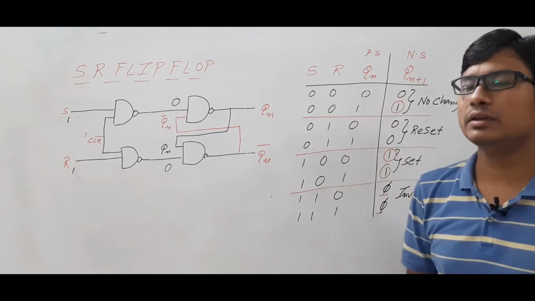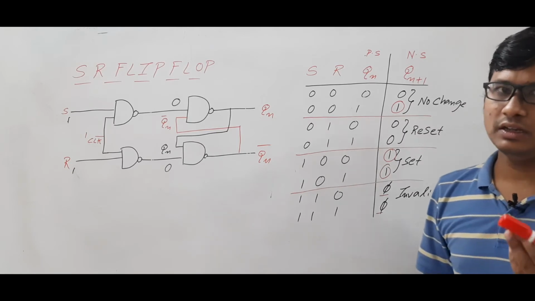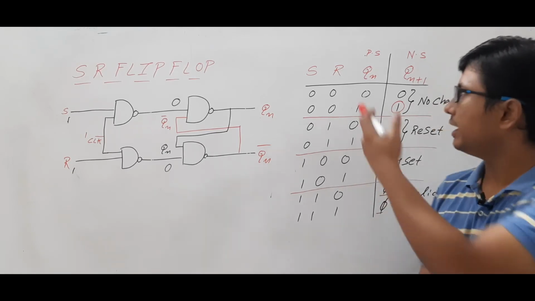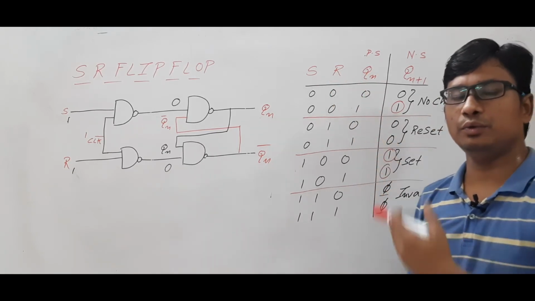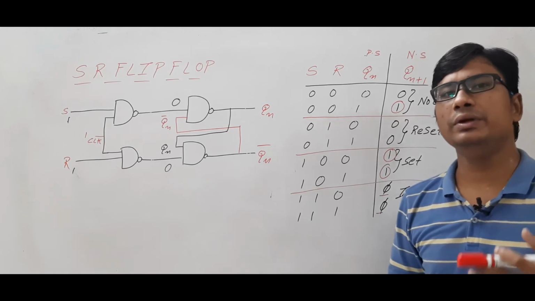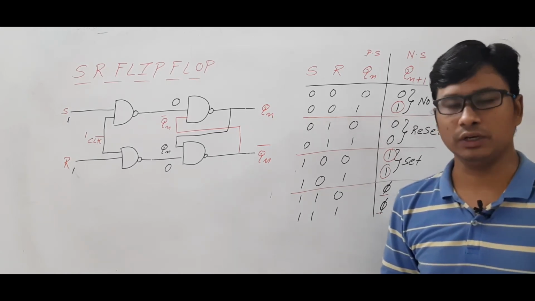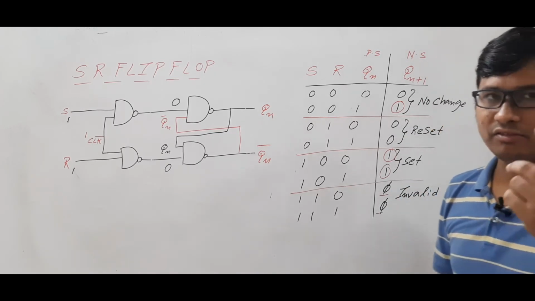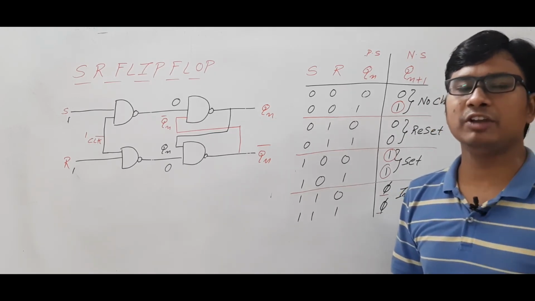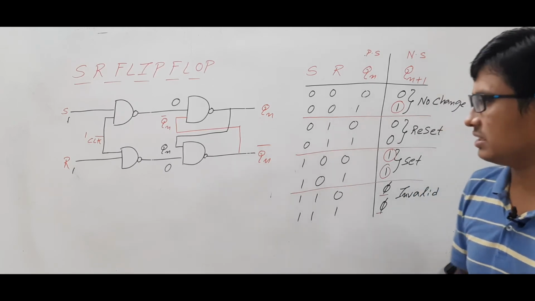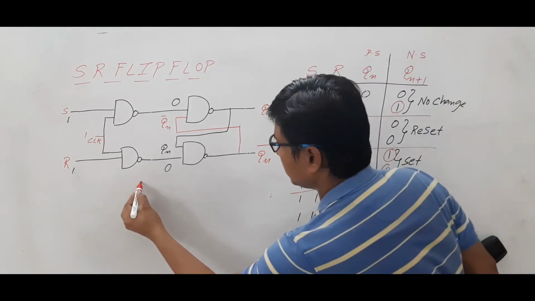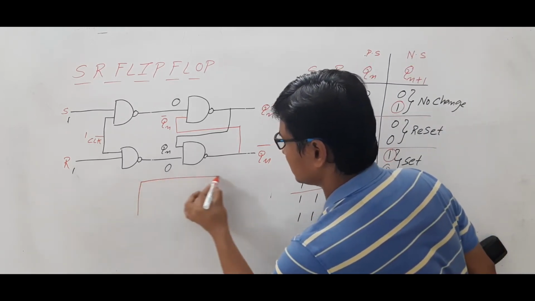Now tell me how many input variables are there? 3 variables will be there, S, R and Qn. Now tell me how many cells will be there in the K-map? 2 power 3, which is equal to 8. Am I right? If n variables are there, the K-map will consist of 2 power n cells. Okay, let me find out those 8 cells.